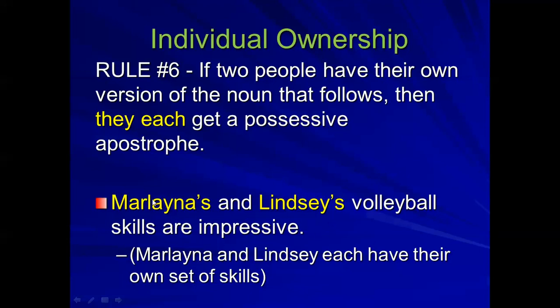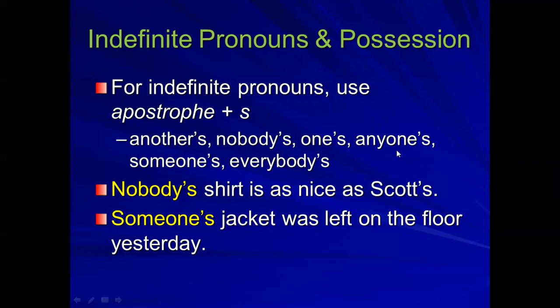And that's basically it as far as the general rules go. There are a few other common mistakes to take note of. There are these things called indefinite pronouns. Indefinite pronouns are words like nobody, someone, one, everybody, anyone. When you're referring to people without using their names, you're using indefinite pronouns. They always get apostrophe S. Again, just fall back on your 9 times out of 10 rule. Write the word, add apostrophe S. So nobody's shirt is as nice as Scott's, or someone's jacket was left on the floor yesterday. Again, they just get that apostrophe S.